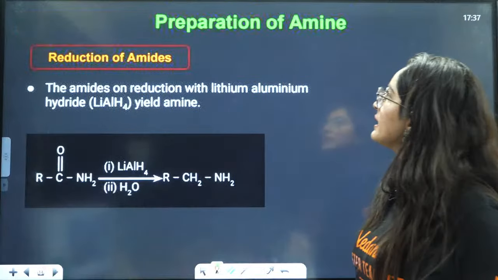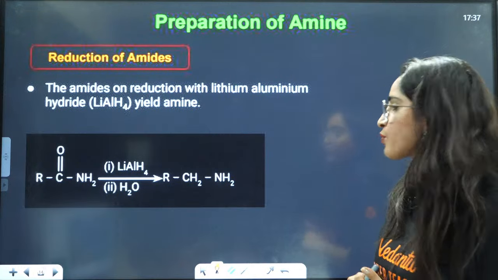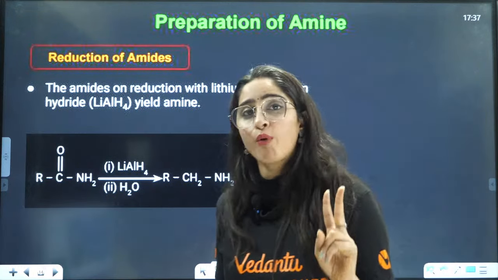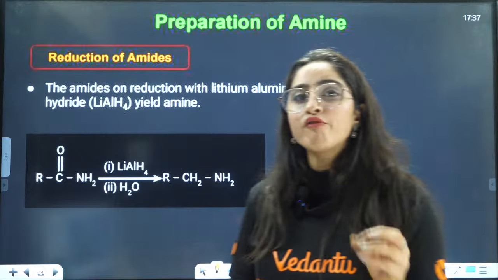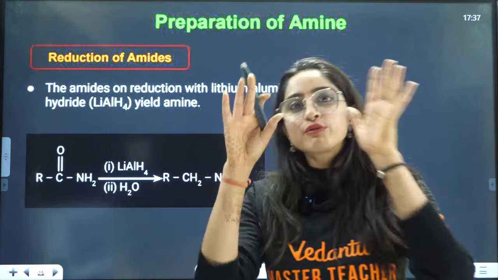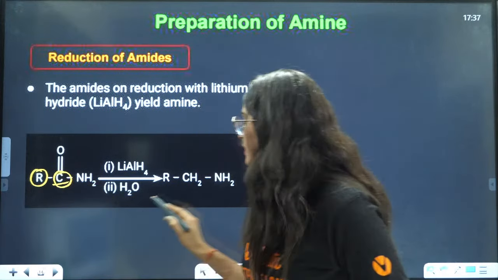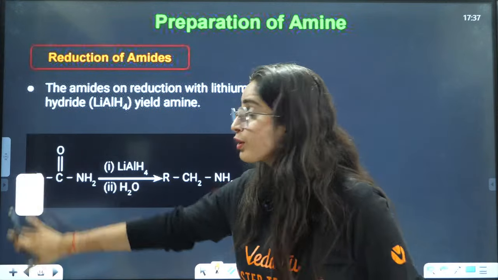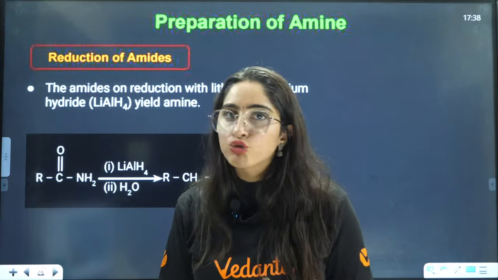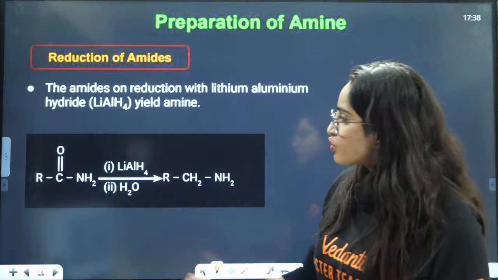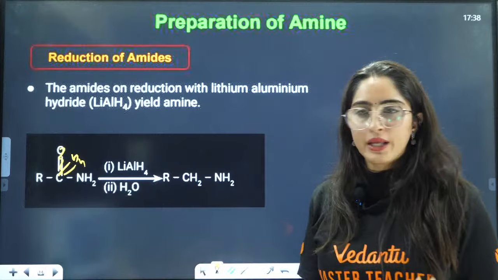Now next is preparation from amides. If you have amides, what do you need to do? There are 2 reactions. Very important. In this reaction, the number of carbon atoms throughout this compound is the same. Can you see that it has R plus 1 carbon? I'm not talking about the alkyl chain. I am saying the number of carbon atoms throughout this compound is the same. So what is happening? We are just replacing this oxygen with 2 hydrogens. That is how we are converting.